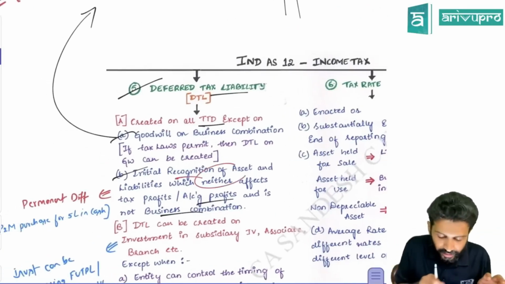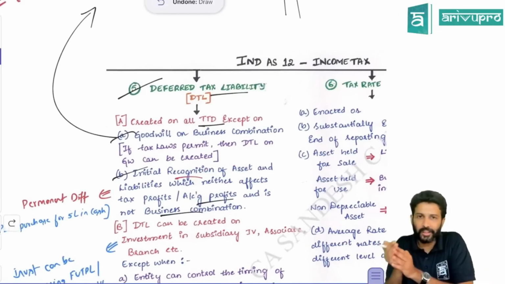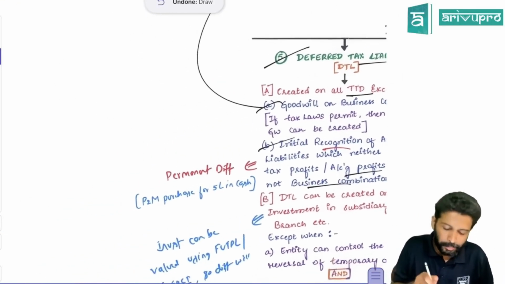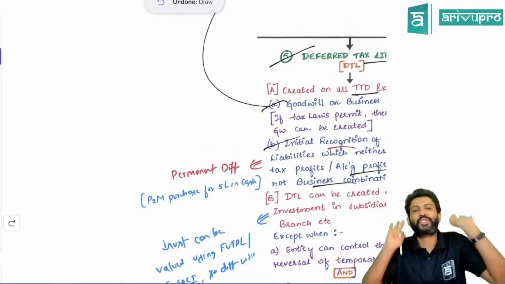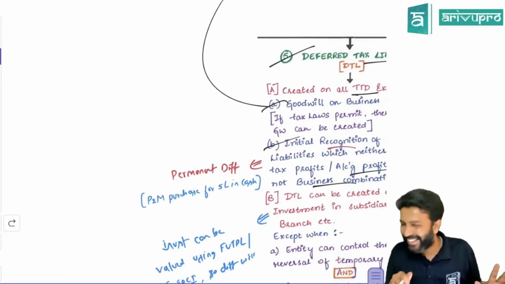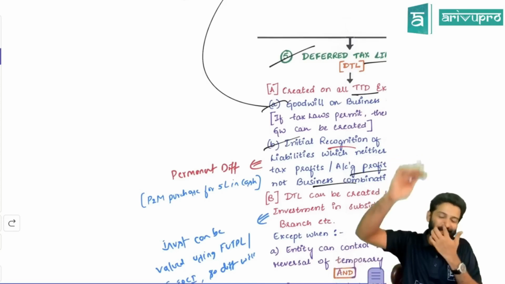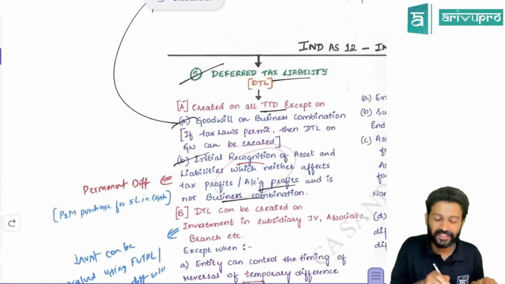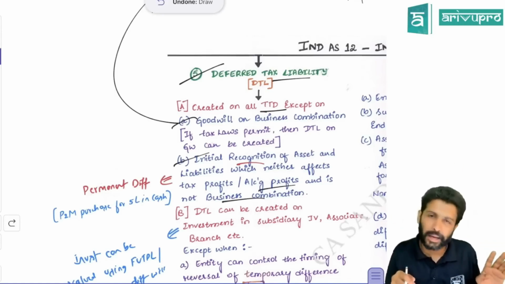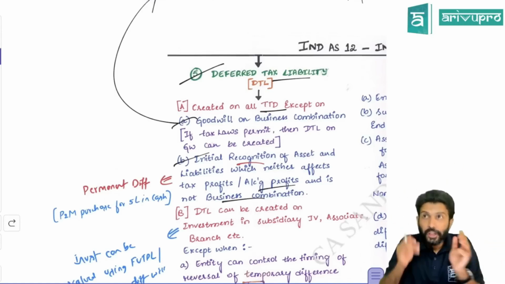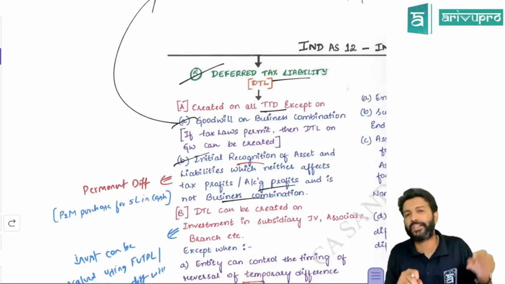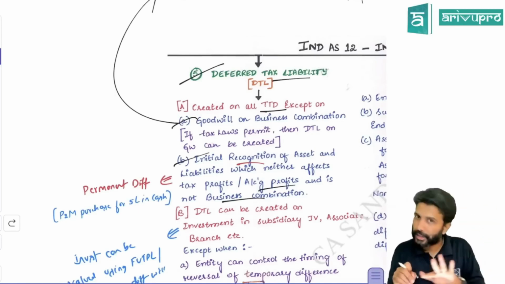Second one is initial recognition of assets and liabilities which neither affects accounting profit nor taxable profit, and is not a business combination. What it means is permanent difference. AS 22 simply said for permanent difference, don't recognize DTL or DTA. Ind AS is giving a fancy definition, but what this line simply means is it's a permanent difference. If it is a permanent difference, don't recognize DTL. Initially only, if you have any permanent difference, don't recognize DTA or DTL.